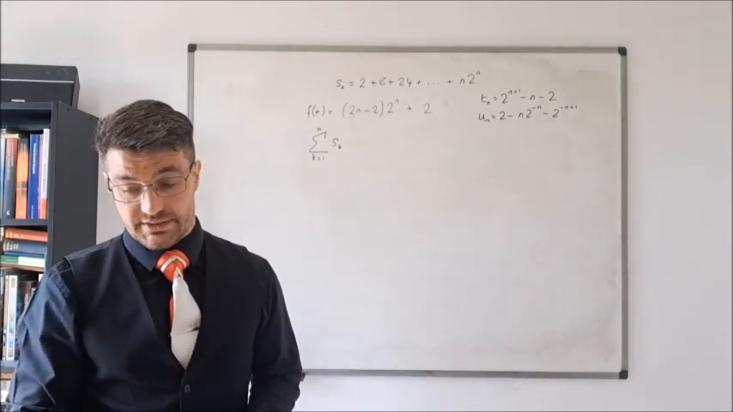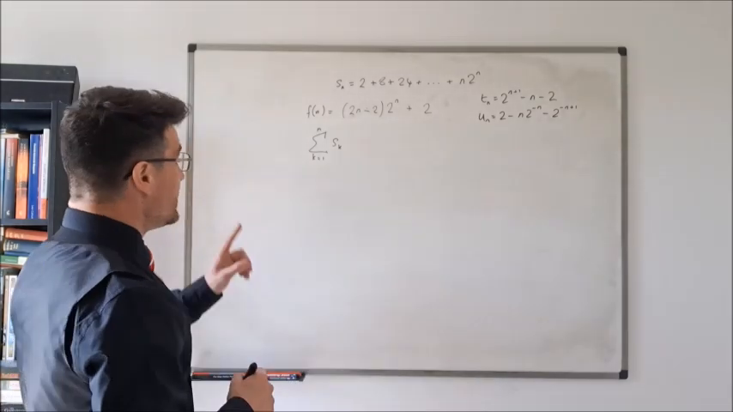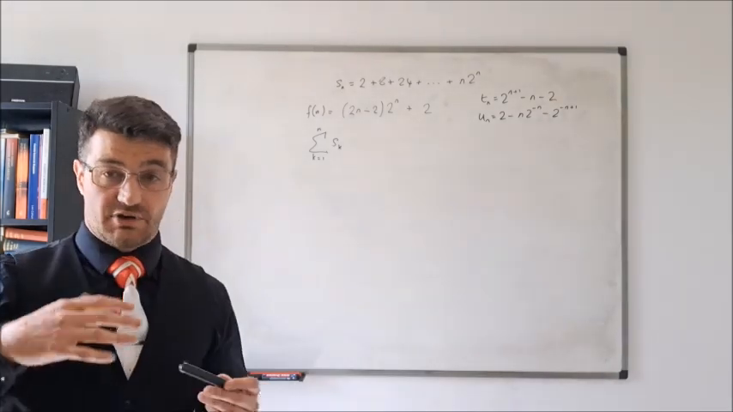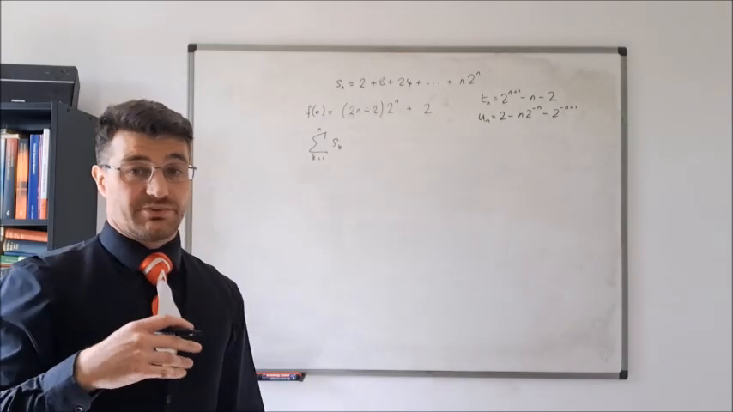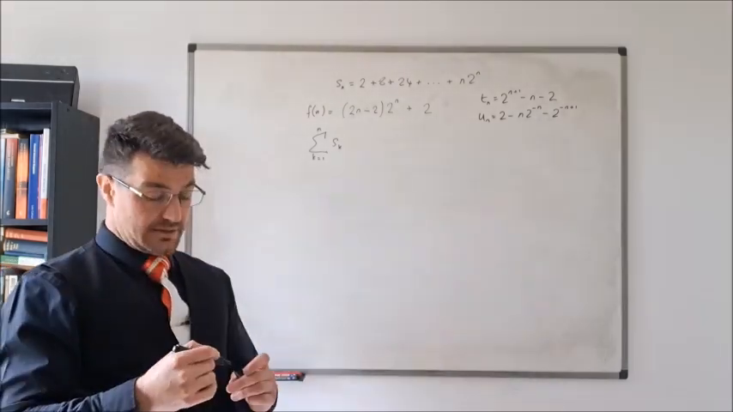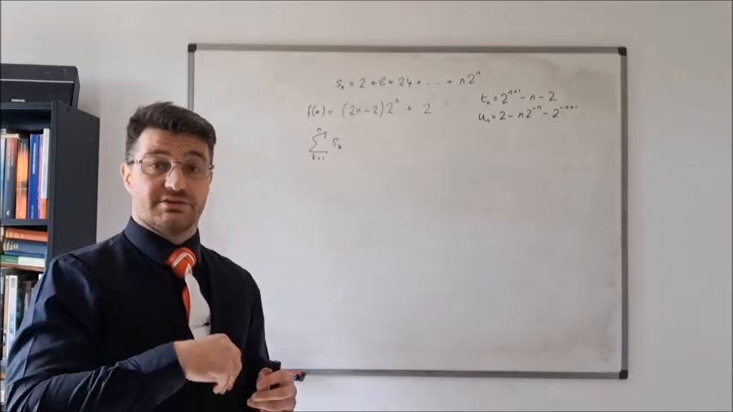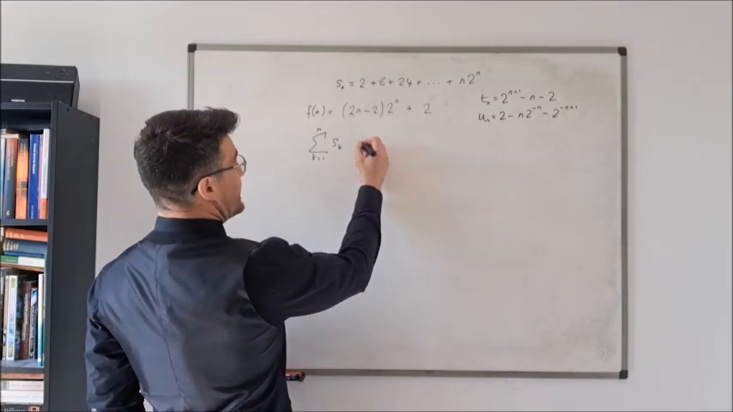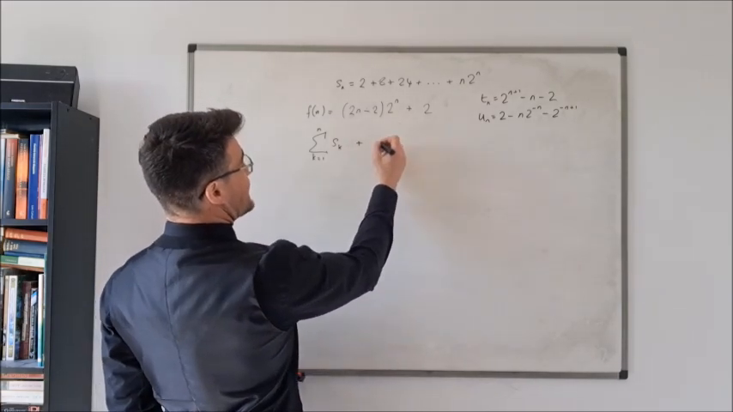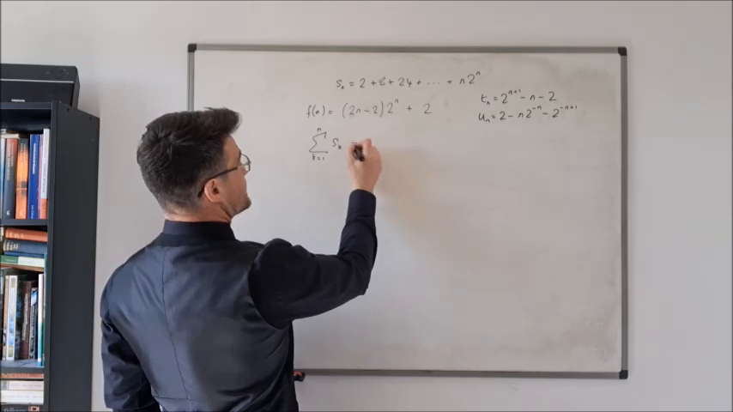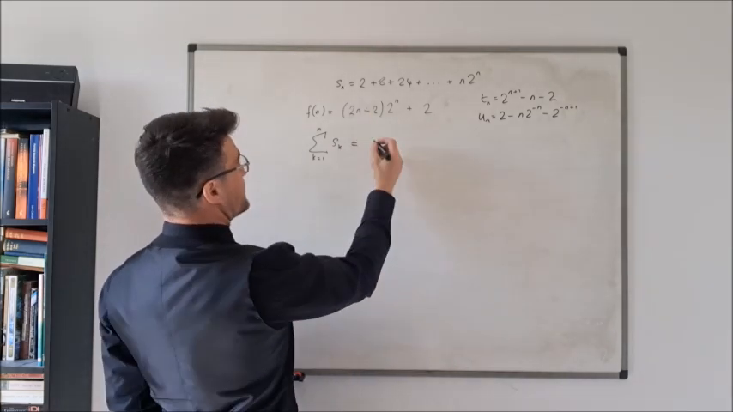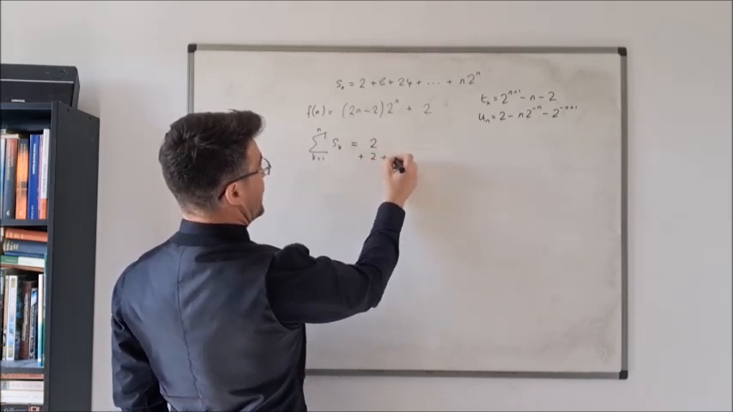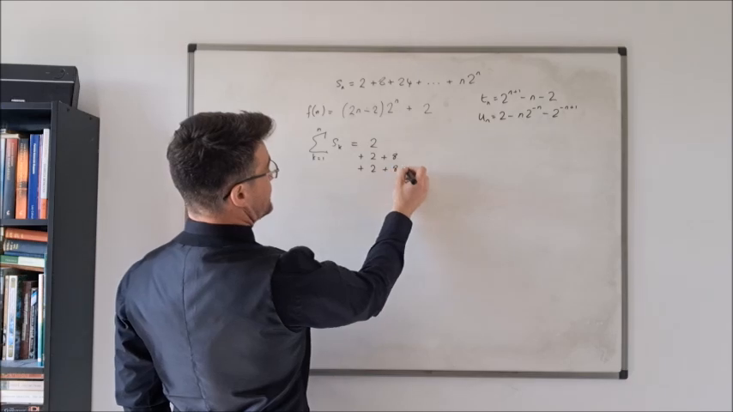There were a few things that I tried with this, but one idea that I had more or less straight away turned out not to be particularly useful. But again, better to have an idea, follow it through and see that it doesn't work than to not have an idea at all. So what I did was I wrote this as S1 plus S2 plus S3 and so on and so forth. Well, S1 is equal to 2, S2 is equal to 2 plus 8, S3 is 2 plus 8 plus 24.